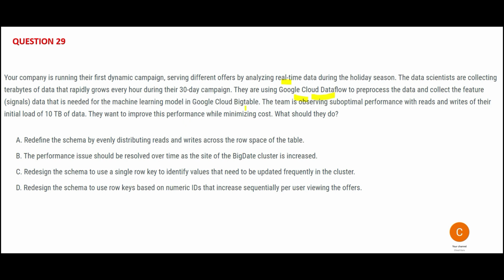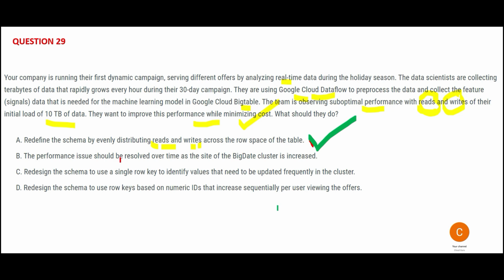Now the data is being put into Big Table. Big Table is a NoSQL table or NoSQL database. And then what is happening is the team is observing suboptimal performance with reads and writes. So remember, this is your keyword. Reads and writes both are getting impacted because of performance. In the initial load of 10 terabytes, you want to improve the performance, but you should minimize the cost also. Which option should work well? If I see all these options, I only see one option which is addressing both reads and writes. It is telling you reads and writes, but other options are not addressing all reads and writes. So A is my answer, but I will explain why B, C and D are wrong.